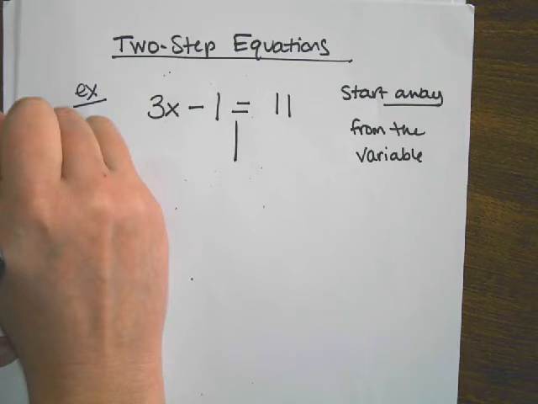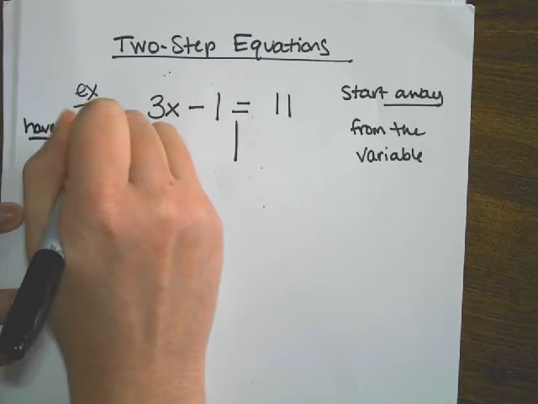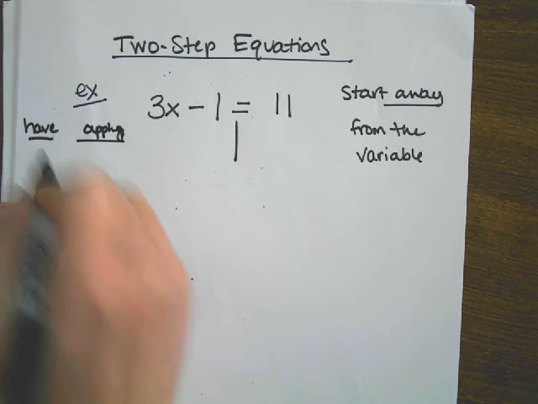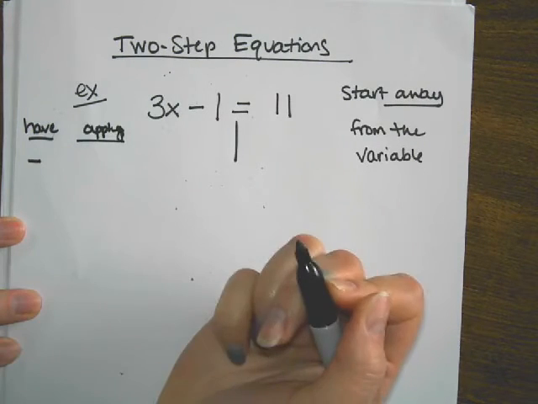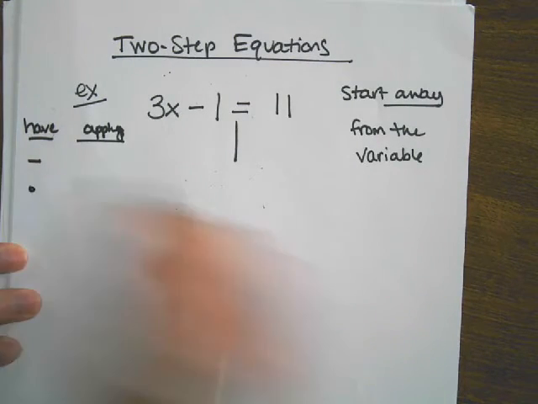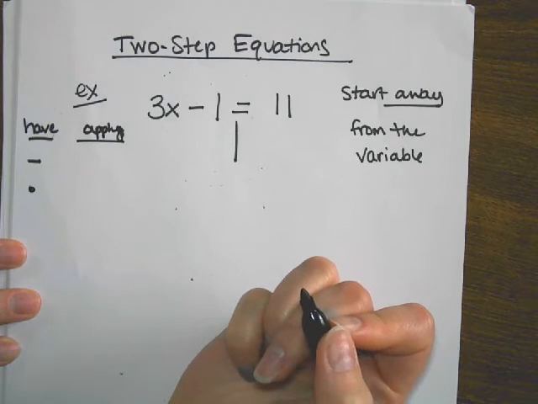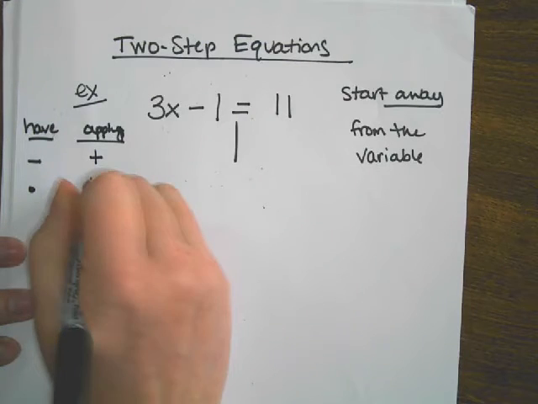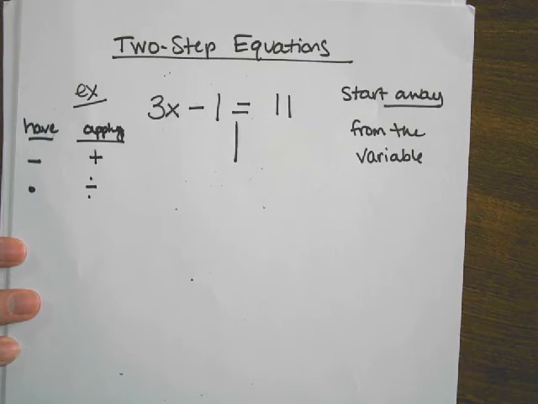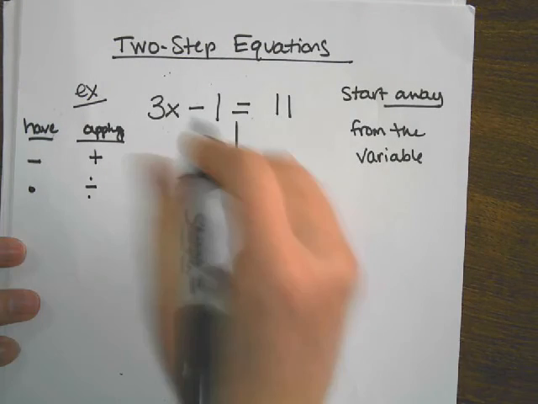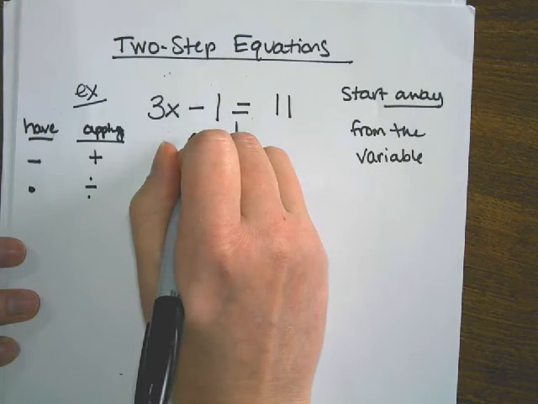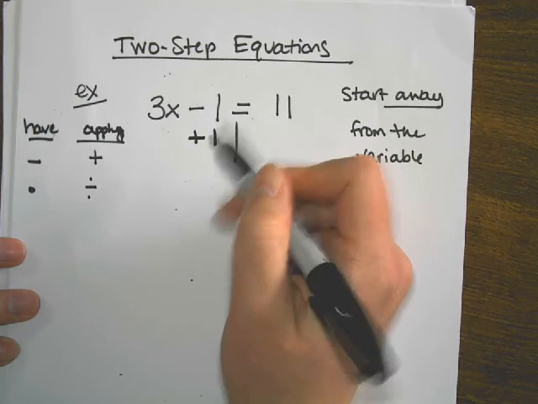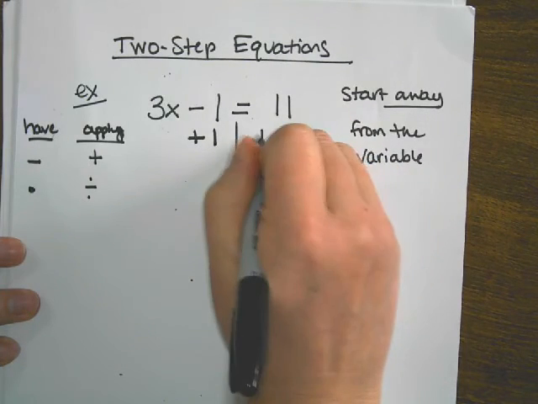So what I have and what I need to apply are actually 2 different things now. I have subtraction and I also have multiplication. So what I'm going to need to do is I'm going to need to add and I'm going to need to divide. So here, if I had subtract 1, I'm going to want to add 1 here. Well, remember, whatever you do to one side, you must do to the other side. So I'm going to add 1 there.